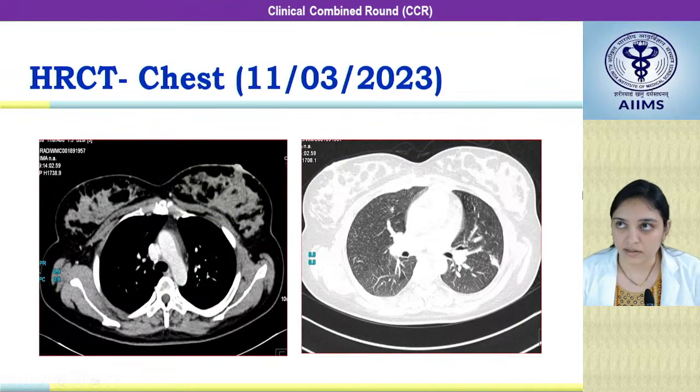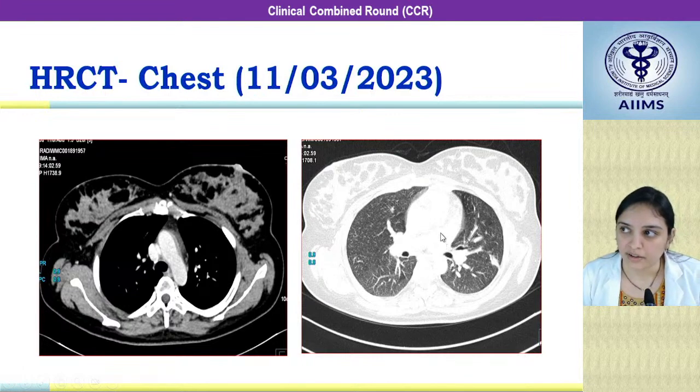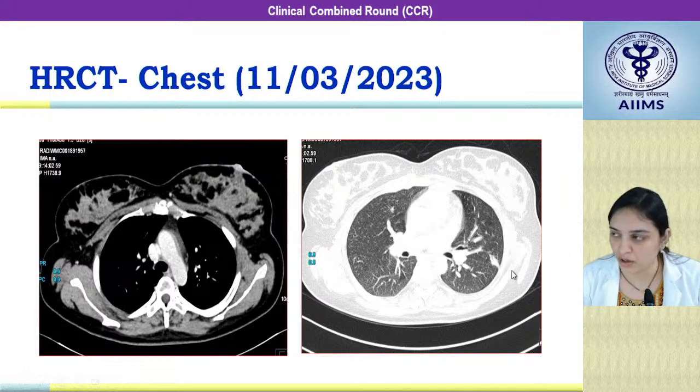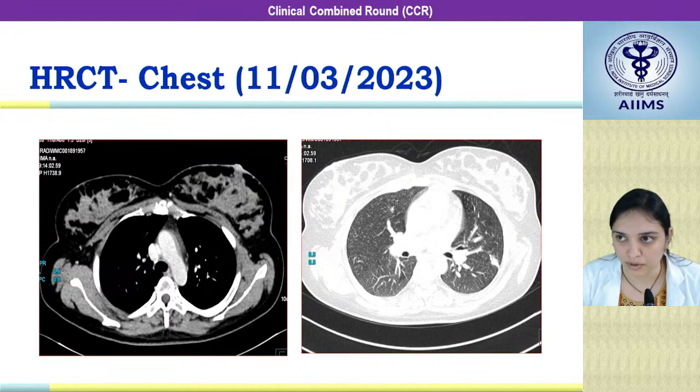So I'll be discussing the radiological aspect of this patient. We have contrast enhanced scans of abdomen and chest for this patient, wherein we can see a patchy area of consolidation in the apico-posterior segment of the left upper lobe. There was no other positive finding. Mediastinum and abdomen were normal.